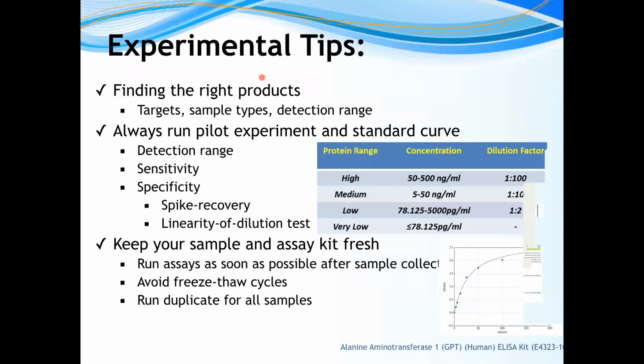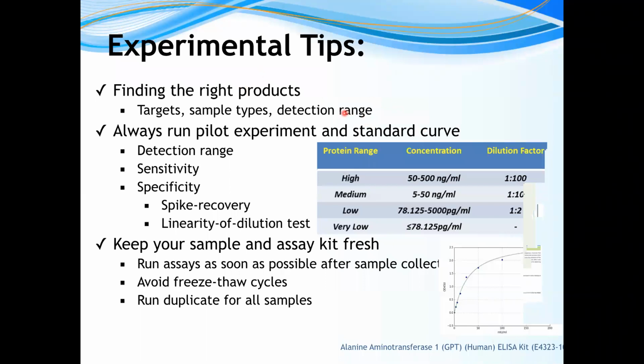If the kit is for human samples, how can the kit detect rat samples? So it is very important to find the right kit that can detect the right target type, the right sample type, and the right species, as well as the detection range.